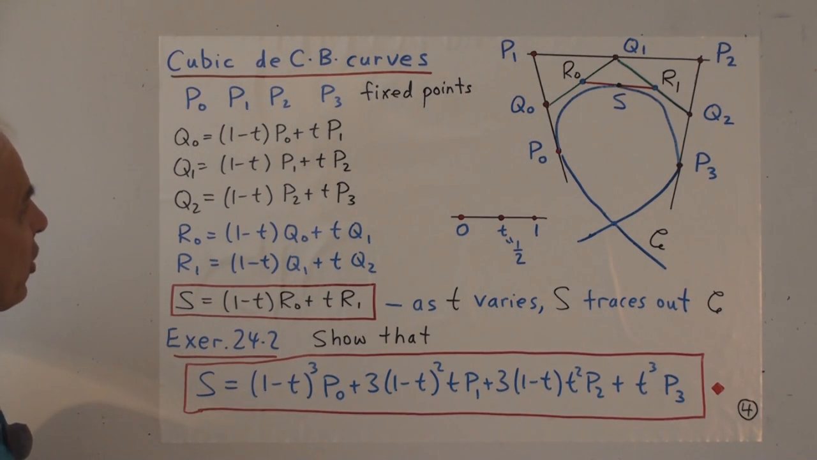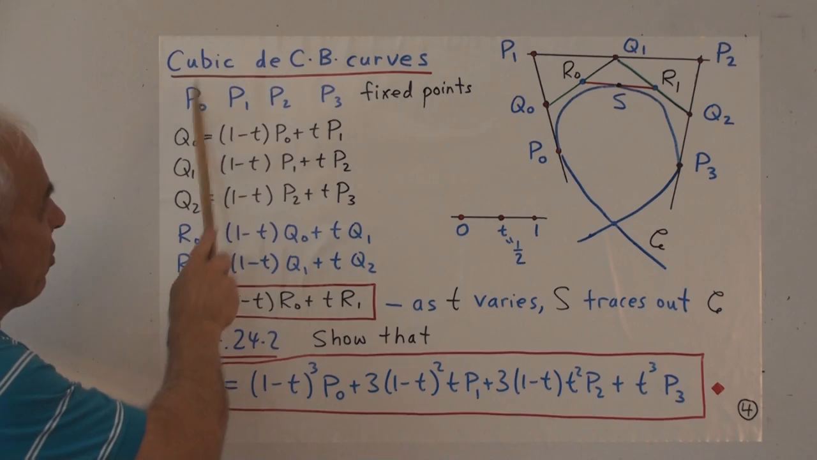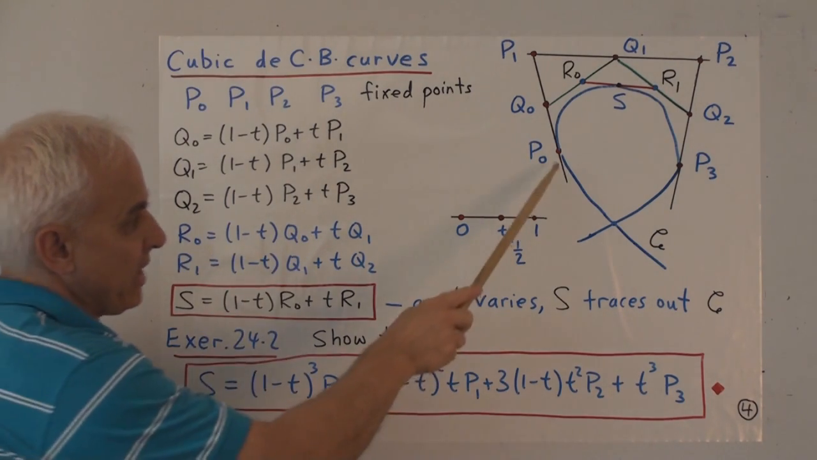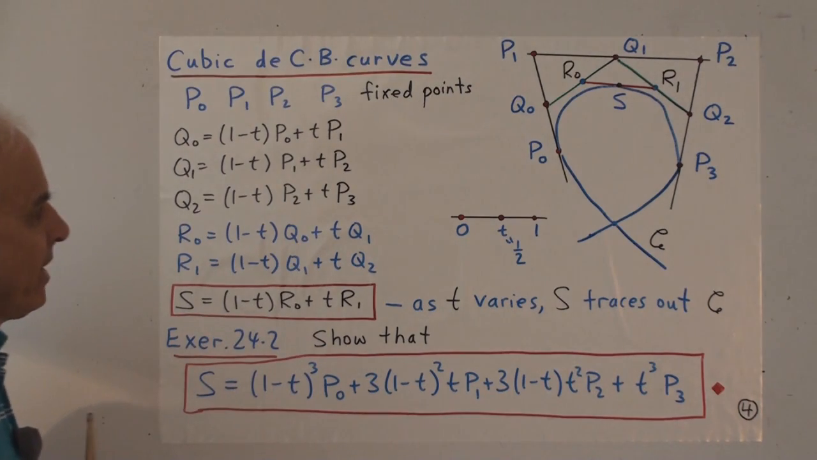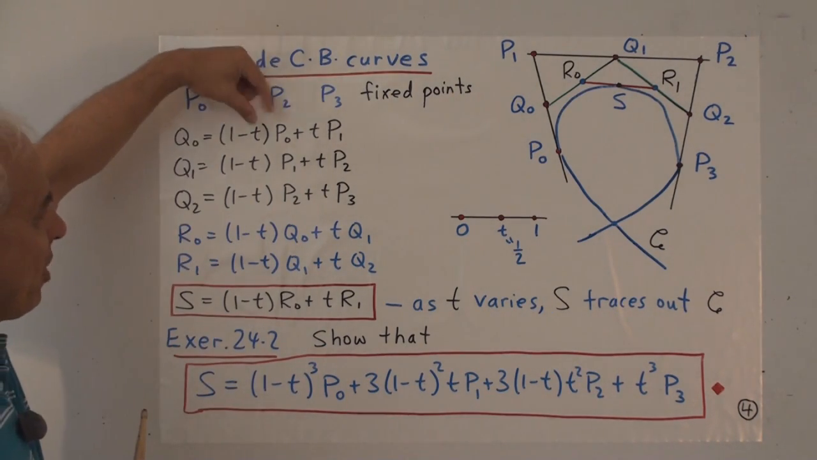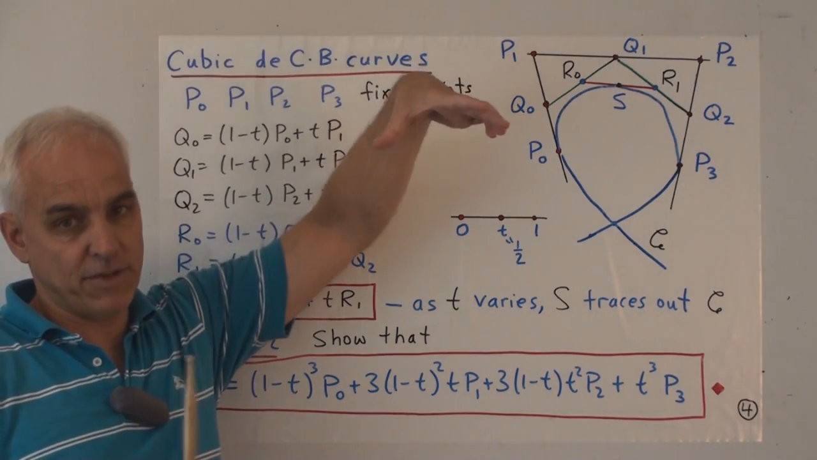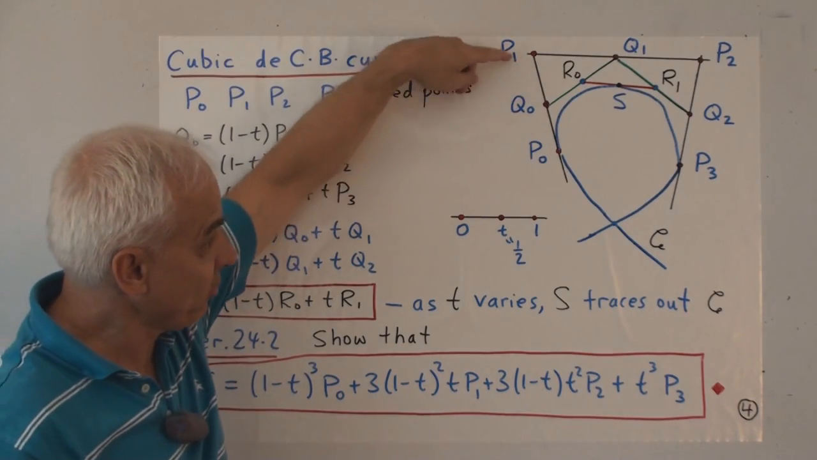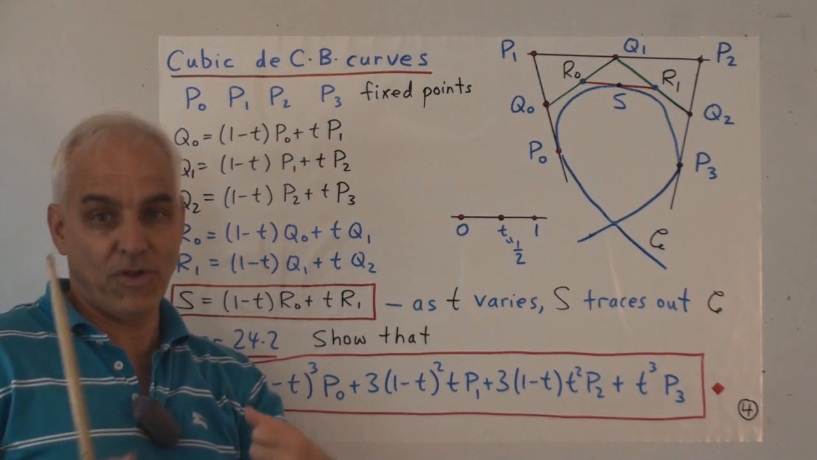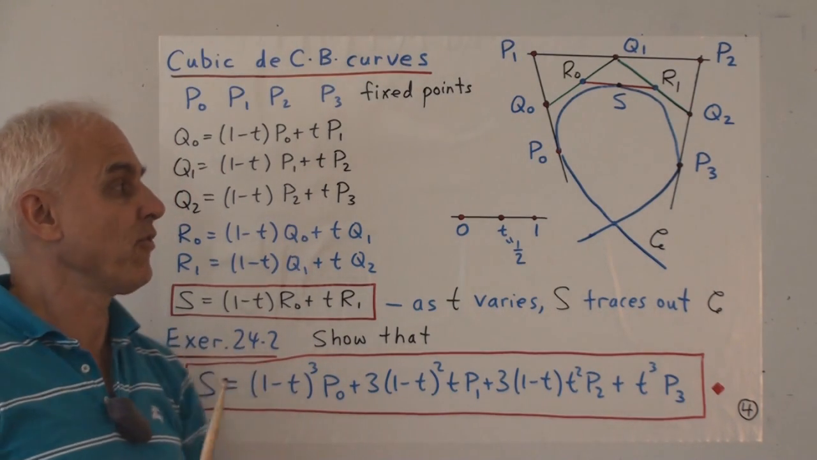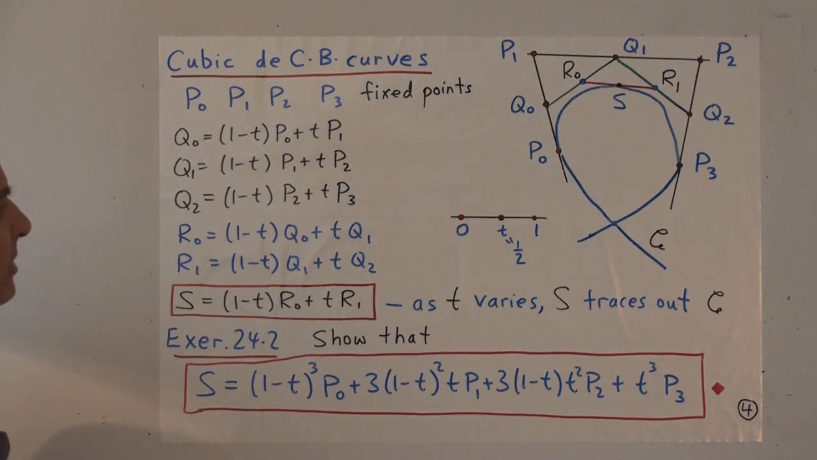Our aim is to get a curve that goes from P0 to P3. In fact, we're going to end up with this curve here. And somehow P1 and P2 are control points for this curve. The curve doesn't actually go through P1 or P2, but P1 and P2 control the direction and the movement of this curve.